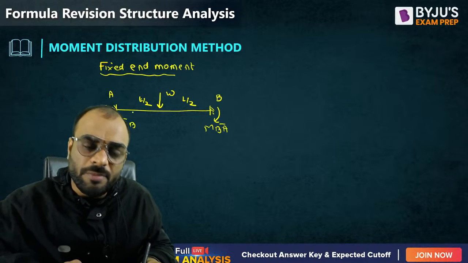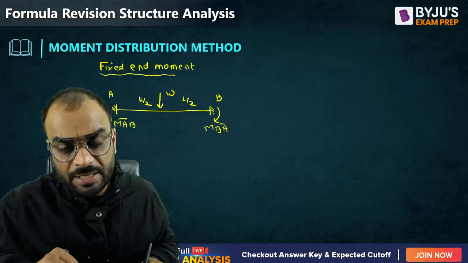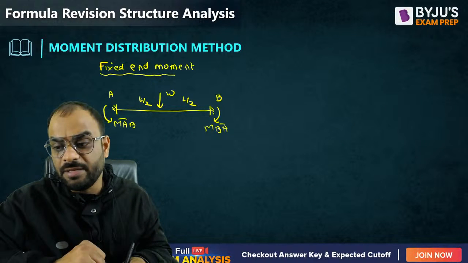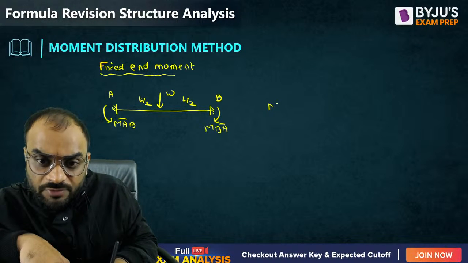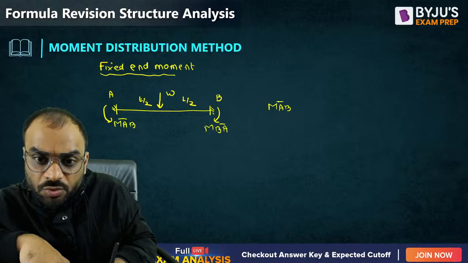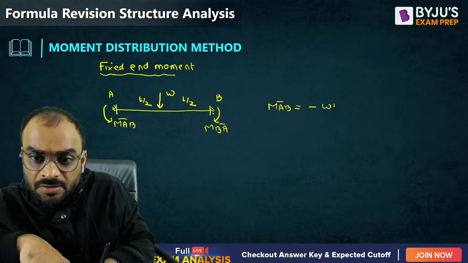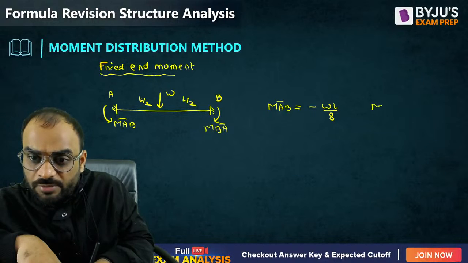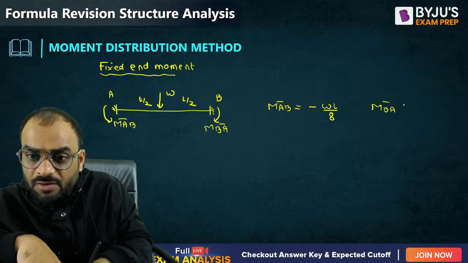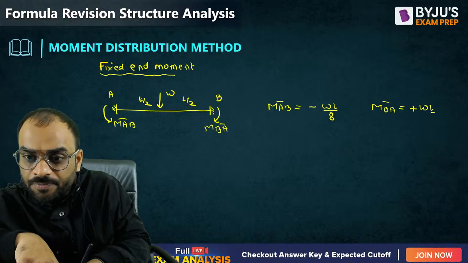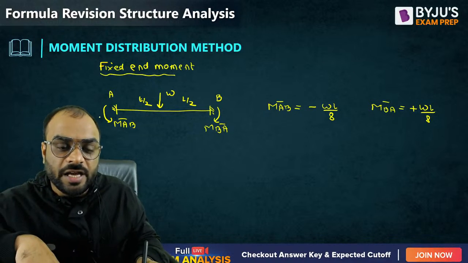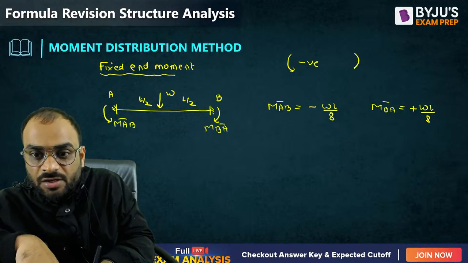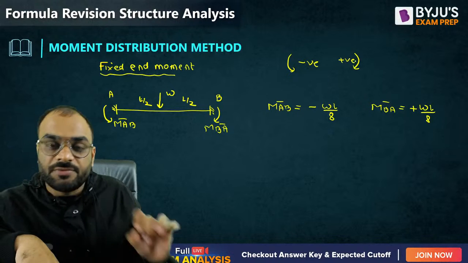Which is nothing but the moment at support A for member AB, and this one is the moment at support B for member AB. Clear? So the value of MAB bar will be minus WL by 8, PL by 8 or WL by 8. Similarly, MBA bar will be plus WL by 8. Please remember the anti-clockwise direction should be negative and the clockwise direction should be positive.